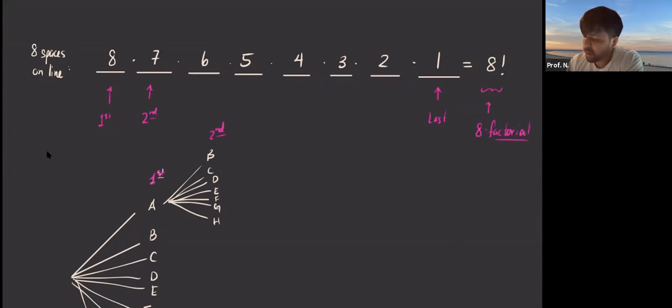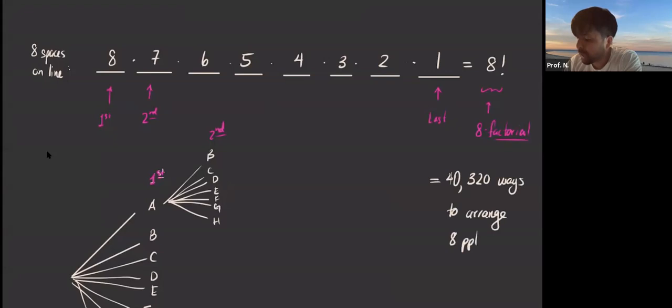And when you do 8 factorial, if you put it in your calculator or if you try to compute it yourself, which I would recommend eventually using a calculator because these factorials can get pretty big. 8 factorial is 40,320. Thank you, Christian. Yep. So there's 40,320 ways to arrange 8 people in a line.